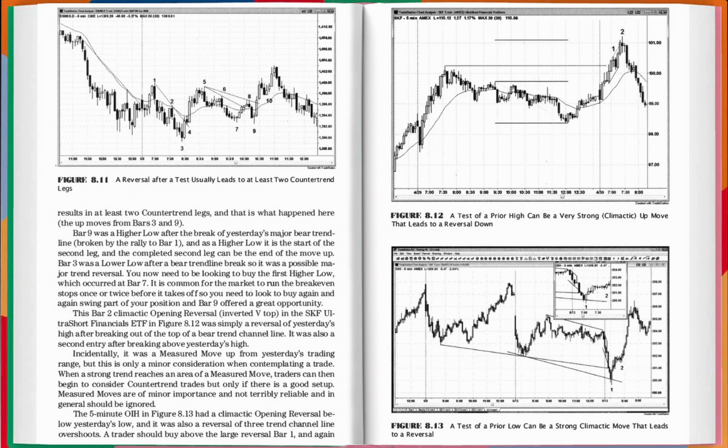Bar 3 was a lower low after a bear trendline break, so it was a possible major trend reversal. You now need to be looking to buy the first higher low, which occurred at bar 7. It is common for the market to run the break-even stops once or twice before it takes off, so you need to look to buy again and again, swing part of your position, and bar 9 offered a great opportunity.